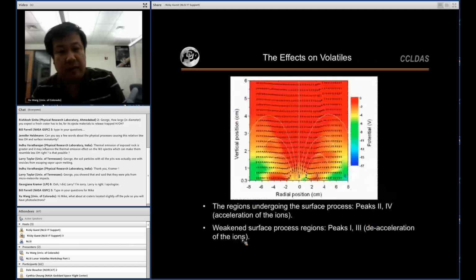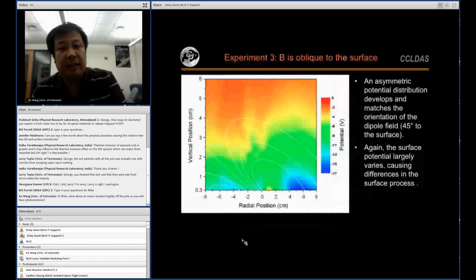So again, the effect on volatiles. Peak 2 and 4 stay negative, so surface processes continue on those, but peak 1 and 3 are much more positive. That can weaken the surface process. Next one.